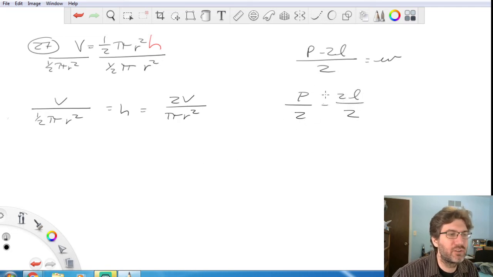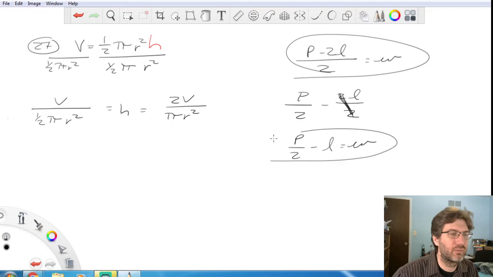In that case, this you can't simplify, so we're just bringing it down. This 2 divided by 2 will cancel out. So minus L, and then there's technically a 1 on the bottom, which we just won't write. We'll just write it as L equals W. So either this or this.